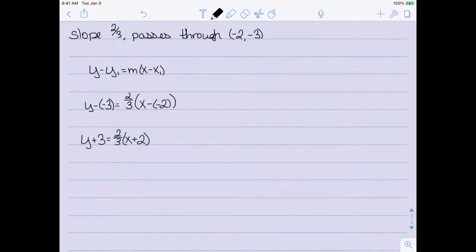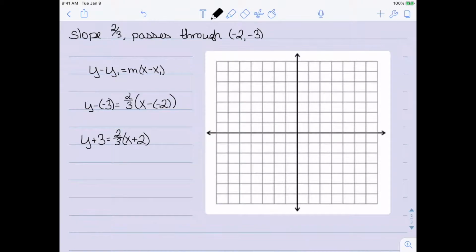Now the next thing I want to do is actually graph this line. To start with, we know that the point (-2, -3) is on here, so we can start by graphing that point. And then we're actually going to use the slope. The slope is 2/3, which is rise over run, so we should rise 2 points and run 3. So we should go up 2 and over 3. And now we can actually connect these 2 points. I did not do a great job there, but we do get the idea.